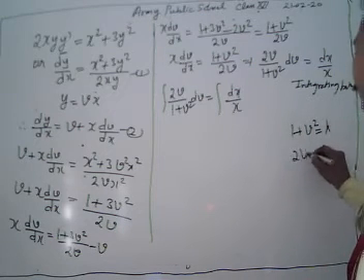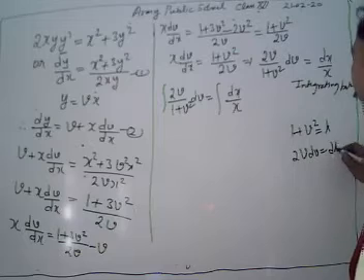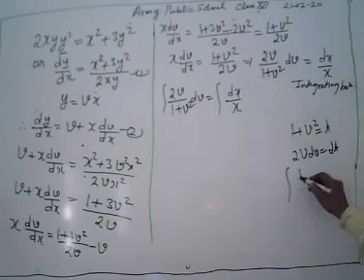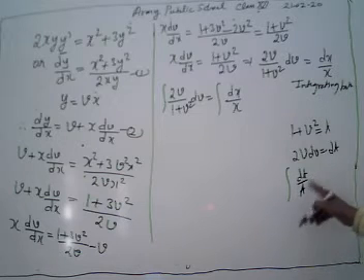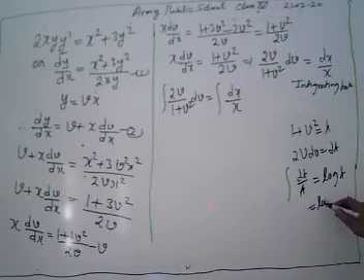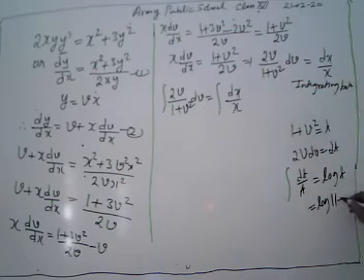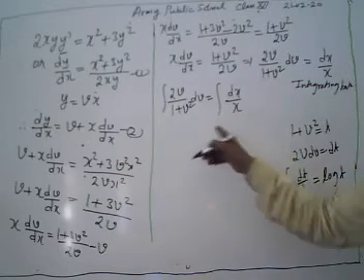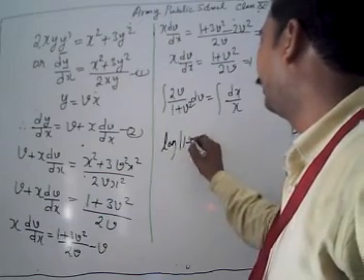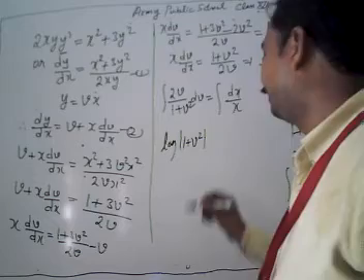Then we have 2v dv equal to dt. Then our question changes to the integration of dt by t. dt by t means we have log t. What is our t? It's 1 plus v square. Then the integration of 2v upon 1 plus v square is log of 1 plus v square.